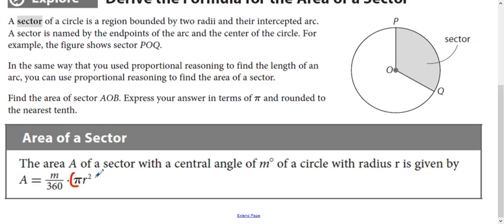Times the area formula, pi r squared. So it's just the fraction of area, fraction times area, just like arc length was fraction times circumference.